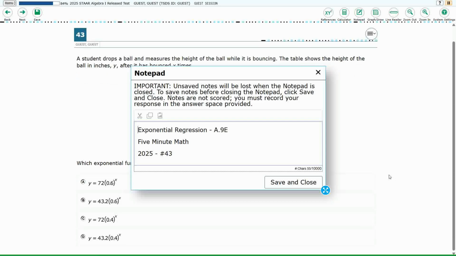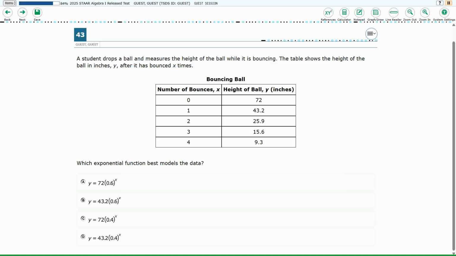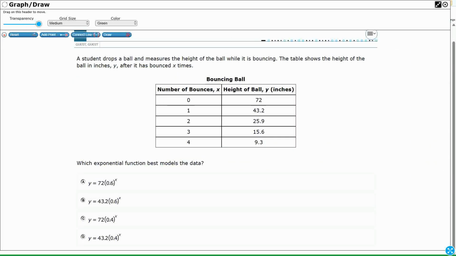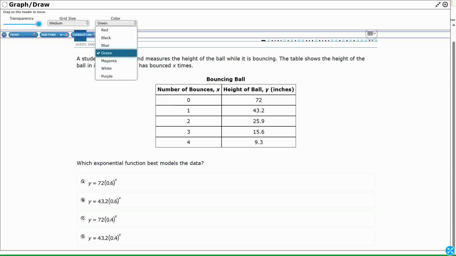Today we are looking at the Algebra 1 concept of exponential regression. This is standard A.9E in the great state of Texas, and we are using item number 43 of the 2025 released STAAR test. If you haven't done so already, please go ahead and take a moment to pause the video, work this problem out on your own, unpause it, and we will look at our answers together.